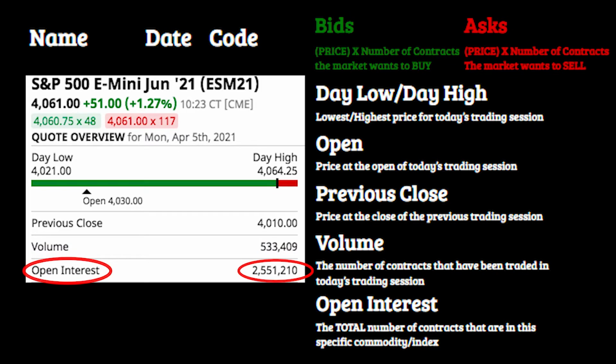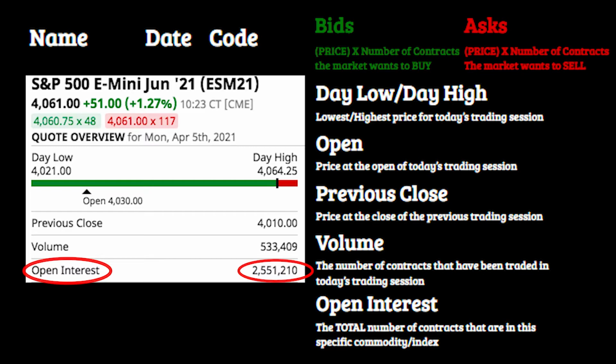And open interest is the total number of contracts that are currently in circulation in the market. So that number right there, 2,551,210, that is the number of all the active orders that have not yet been settled, and they will have to be settled on the date of expiration in June of 2021.